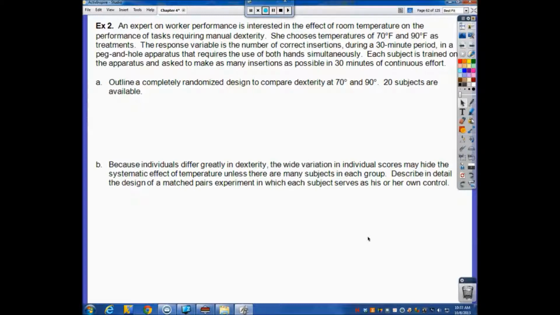Each subject is trained on the apparatus and asked to make as many insertions as possible in 30 minutes of continuous effort. So imagine using both your left and right hands, picking up pegs, if you will, probably cylindrical or rectangular prism-shaped pegs, and putting them into holes. Left and right hands nonstop for 30 minutes. All right, and we have two different temperatures here. You're going to be in a room at 70 degrees and a room at 90 degrees.